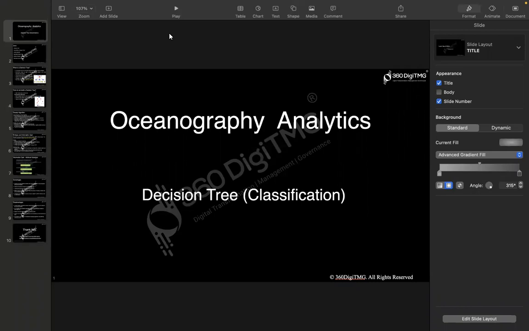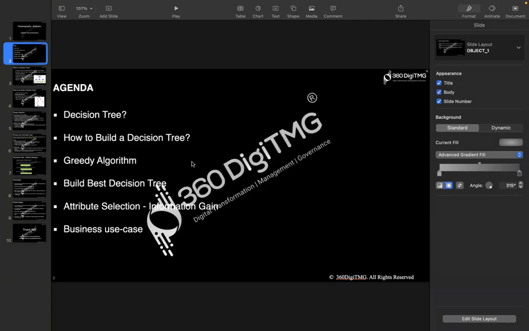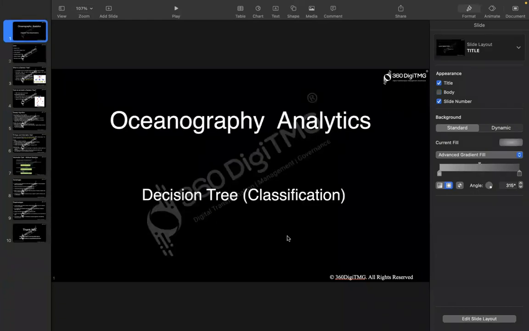We'll just start with what the agenda is for 2 days. We will be learning about decision trees, how to build a decision tree, and what the greedy algorithms are. Then we'll build the best decision tree in the graph. What are the attribute selections, and some use cases also. So first of all, what is a decision tree?